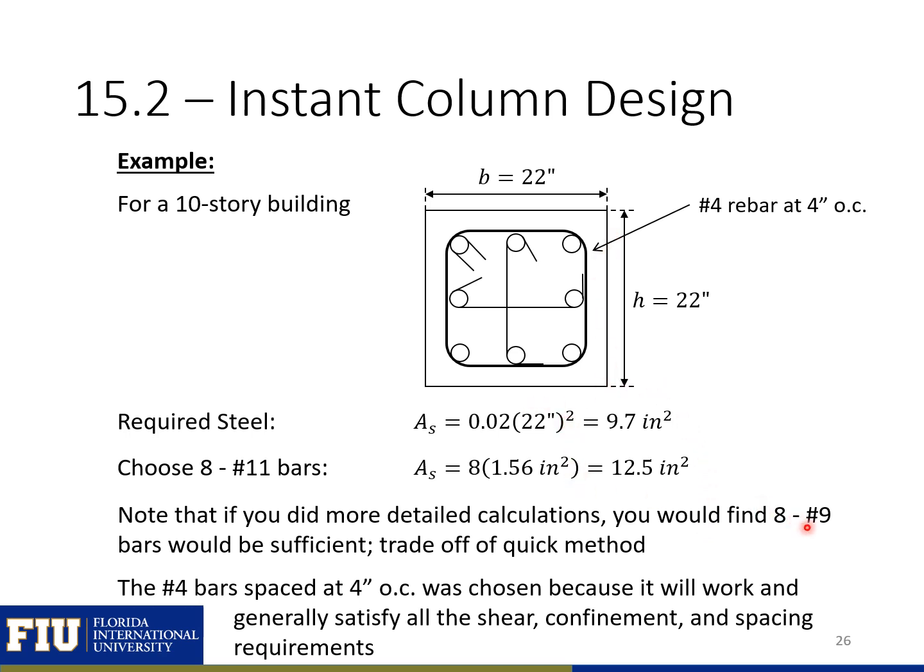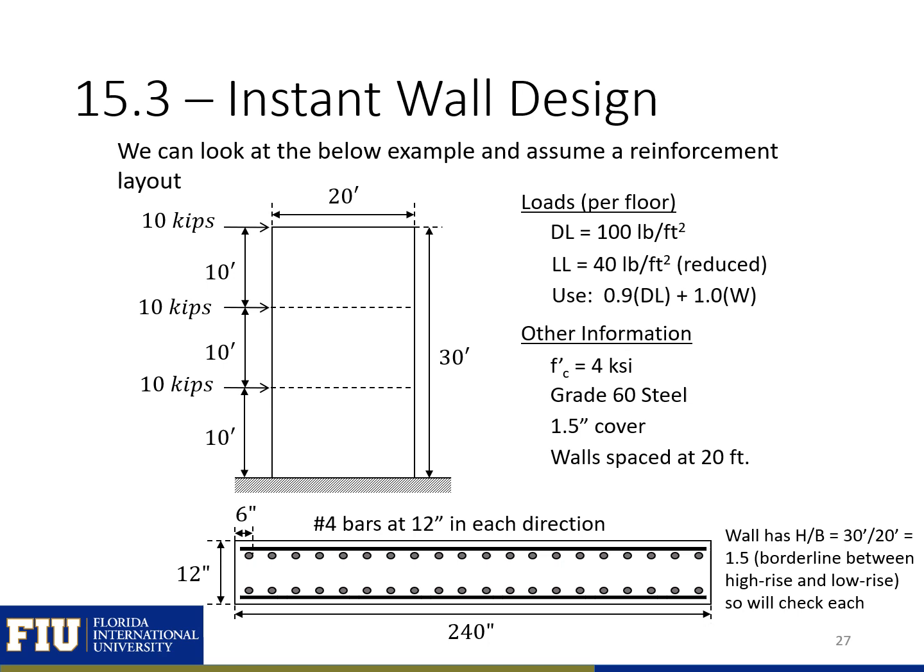So for an approximate method, you give up some, you have more conservatism built in. Typically, if we use number 4 bars spaced at 4 inches on center, this is going to work, and this will satisfy your shear, your confinement, and your spacing requirements.